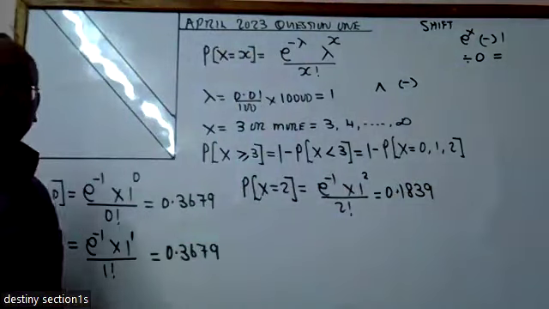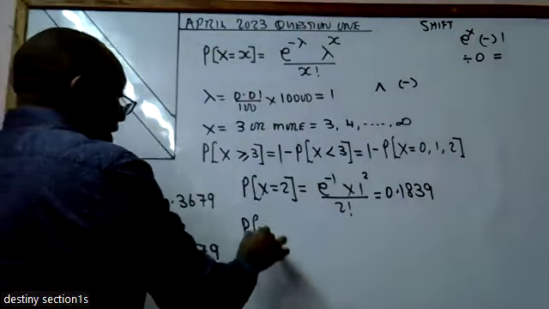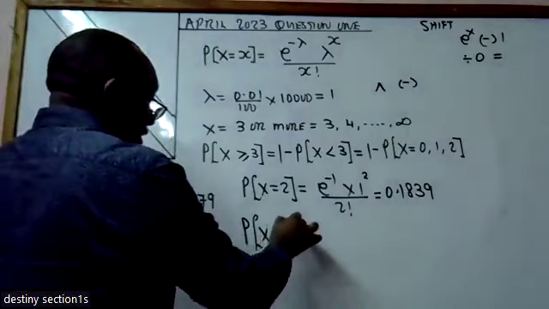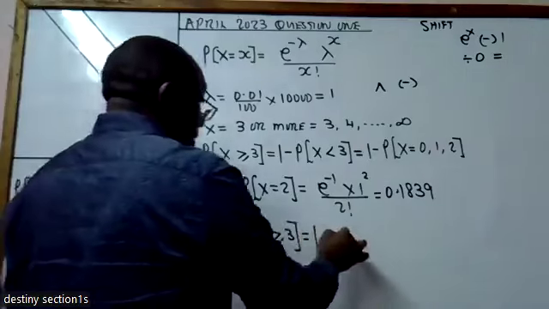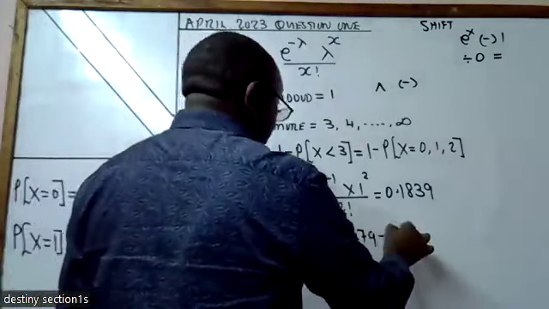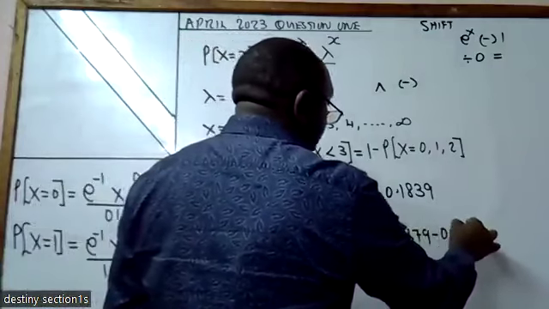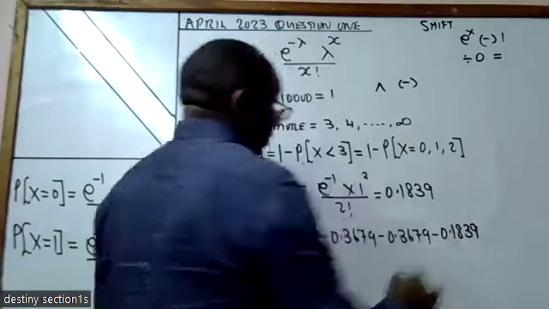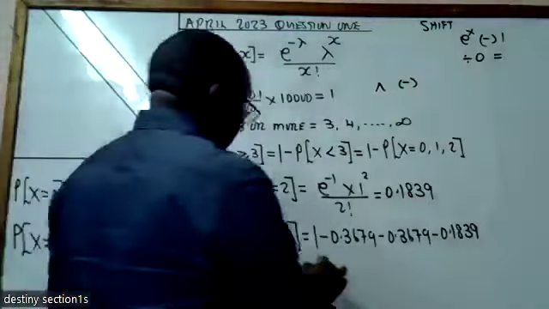So if the figure is not disputed, we proceed and say probability that x is greater than or equal to 3 should then be 1 minus 0.3679 minus 0.3679 minus 0.1839. So you subtract, give me the final answer.